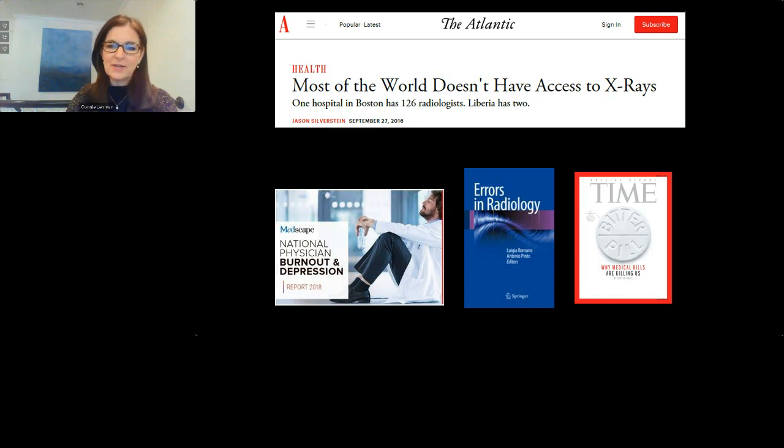This Atlantic article stated that one hospital in Boston has 126 radiologists and Liberia has 2. I know that's true because that hospital in Boston is Mass General, the hospital where I work. We have 126 radiologists and almost the same number of physicians in training at their advanced levels in residency and fellowship. So we have a lot of experts to read images.